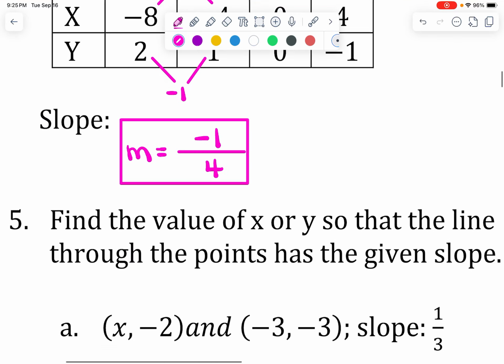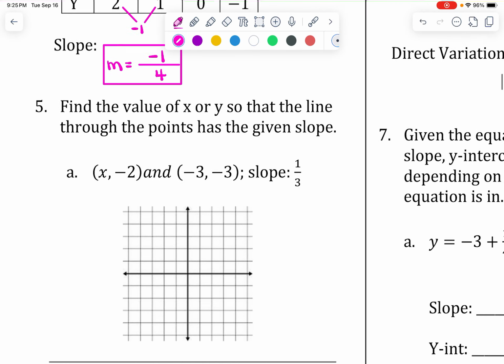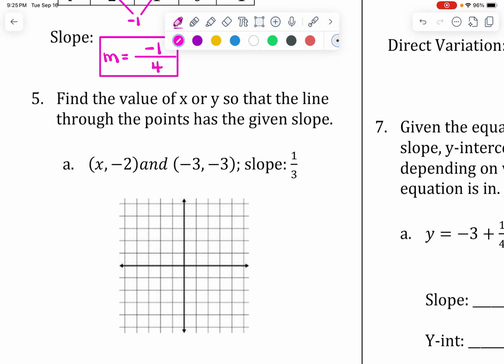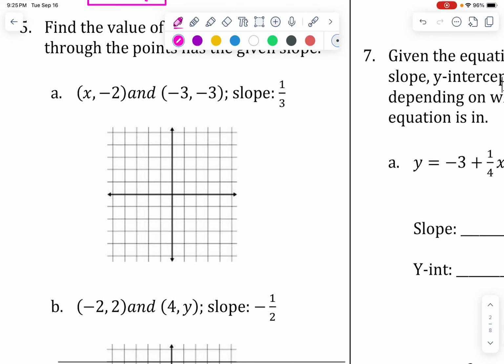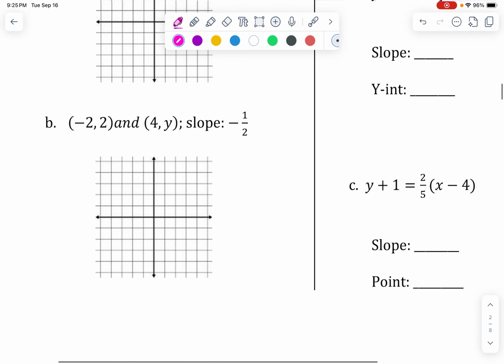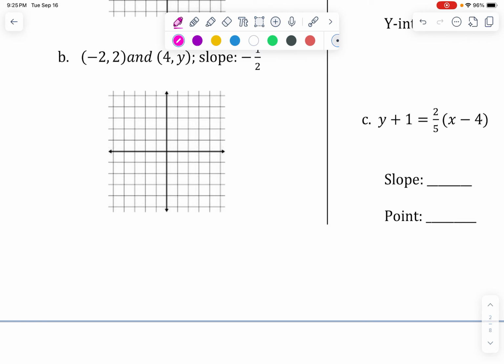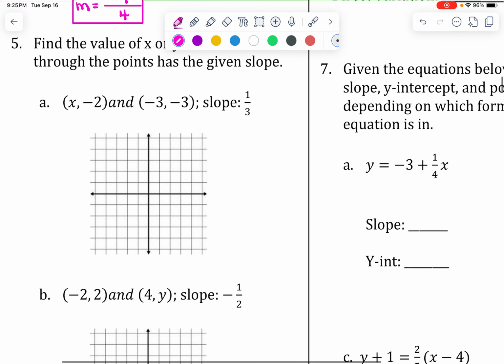All right, moving on. Find the value of x or y so that the line through the points has the given slope. So we've provided graphs here. Remember, we also learned how to solve this using a proportion. So I'm going to do one using a graph and one using a proportion, just to refresh your memory. If you wanted to solve them both by graphing, because that's definitely easier, then that's great, right? But if you want to step up your algebra game a little bit, then try solving it as a proportion by using the slope formula, okay?